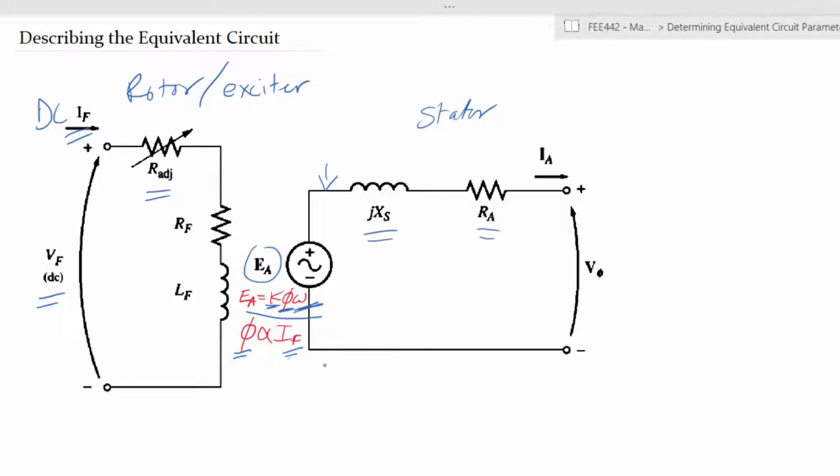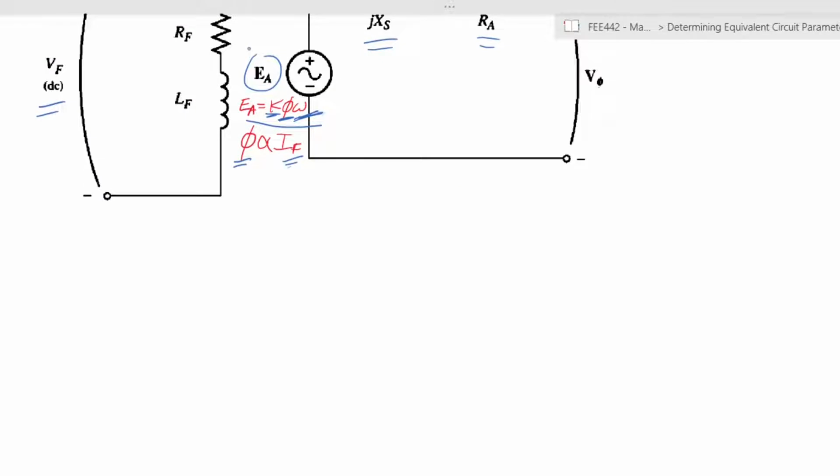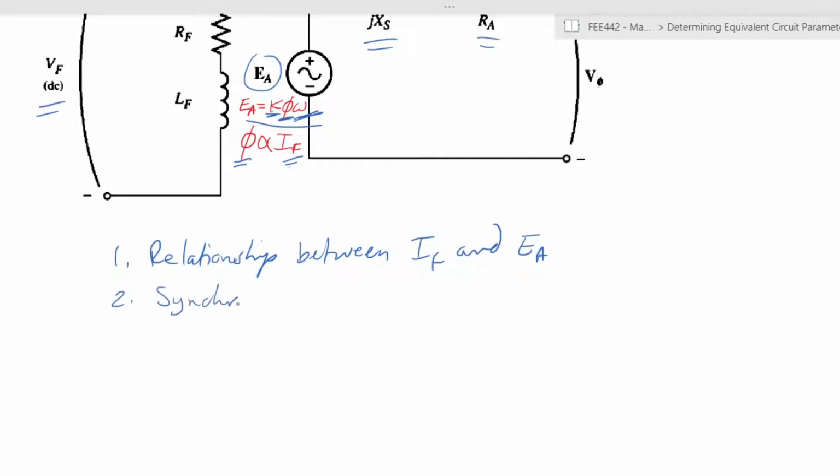So in this case, we have three things that we want to determine, right? Number one is a relationship between field current and induced voltage. Number two, you will then have synchronous reactance, which is XS, and number three, the third element, armature resistance, right?